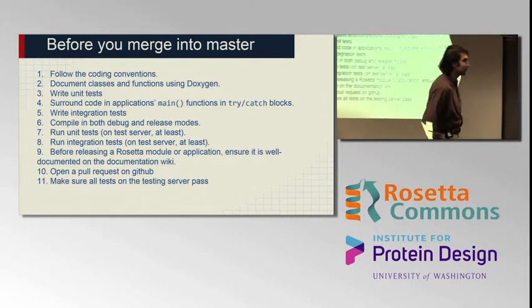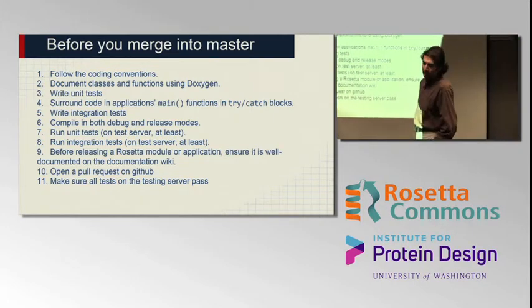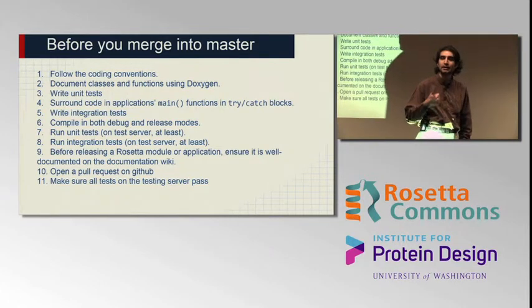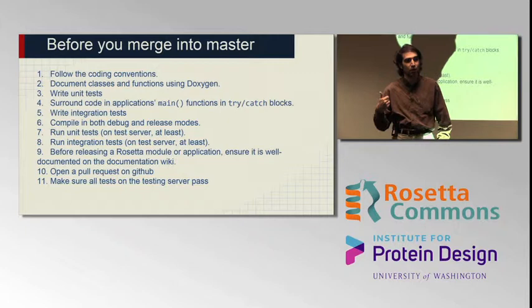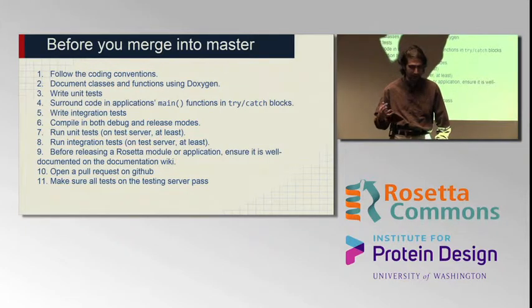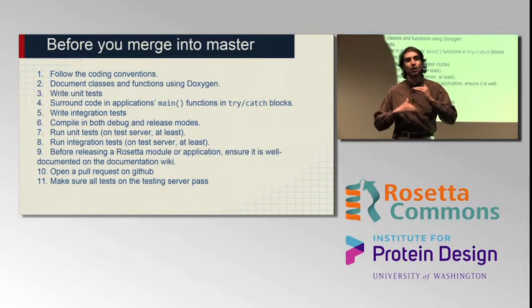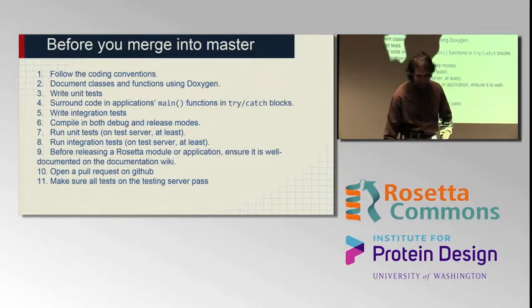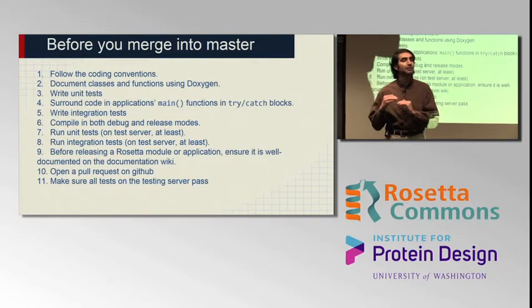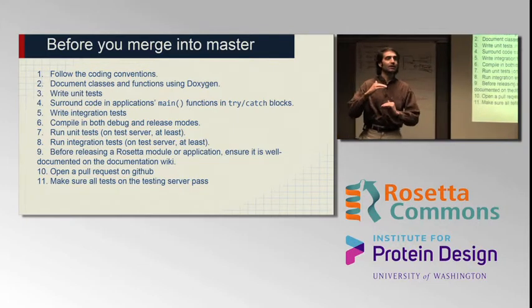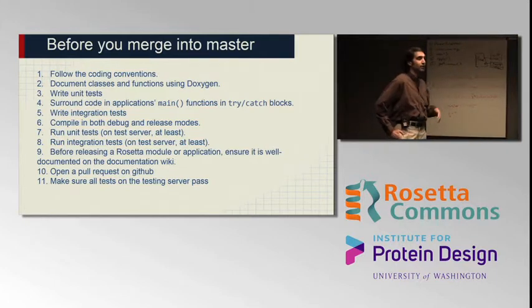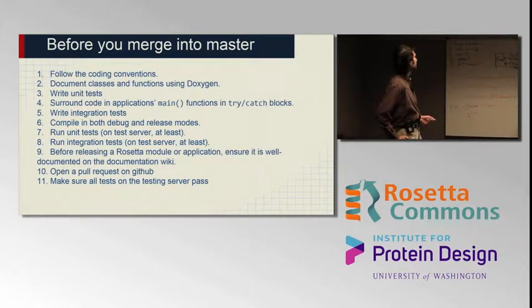Yeah. So there are a series of steps to follow. Follow the coding conventions. There are certain conventions we follow in the community. There are two types of documentation that are important. Document your code in the code using Doxygen tags, which allows us to auto-generate code documentation. We also document on the help wiki in natural language how to use whatever you've developed. Write unit tests. If you're making an application, surround your code with try and catch blocks. Write integration tests, which I'm going to go over. They're different from unit tests.